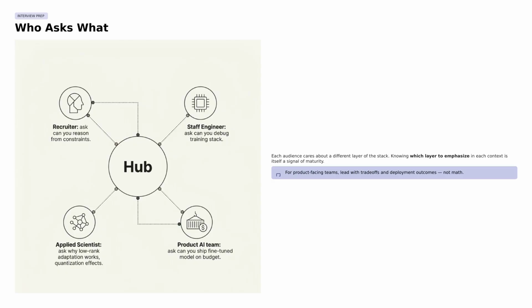Interview prep isn't just about knowing your material. It's about knowing your audience. Different interviewers care about different layers of the stack, and recognizing that is a strong signal of maturity. With product-facing teams especially, start with trade-offs, user impact, and deployment outcomes. Don't lead with the math unless they ask for it. Show that you can connect technical decisions to real-world results.